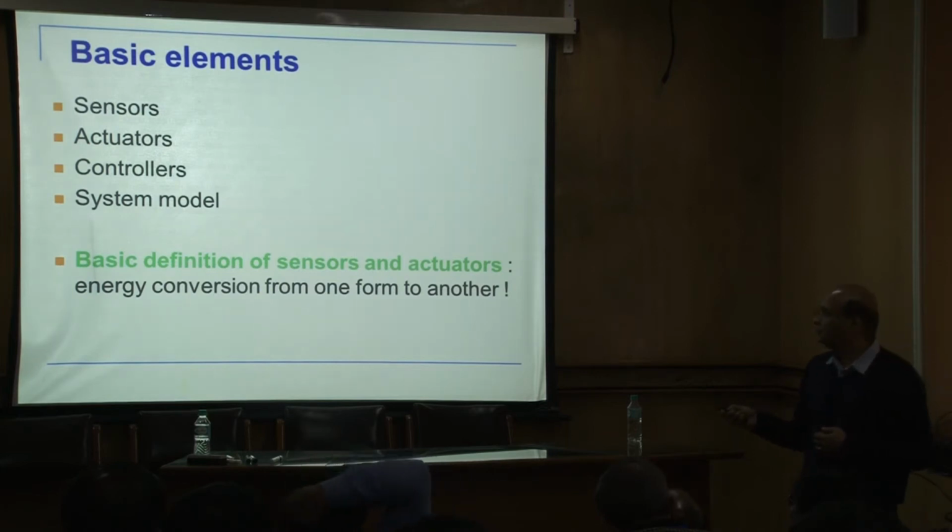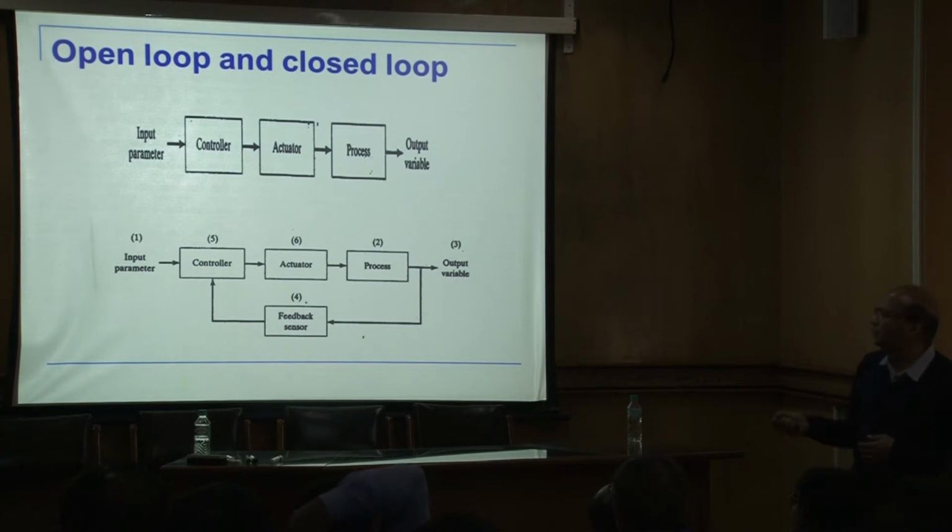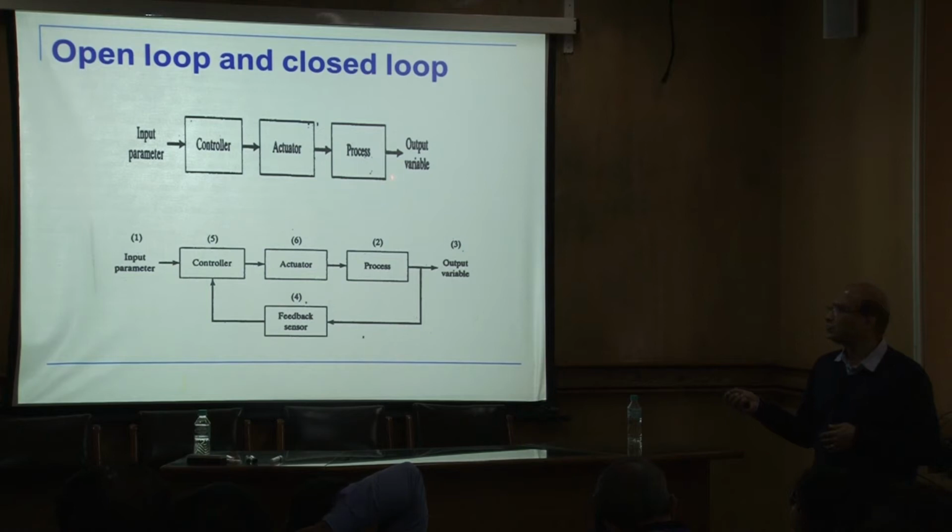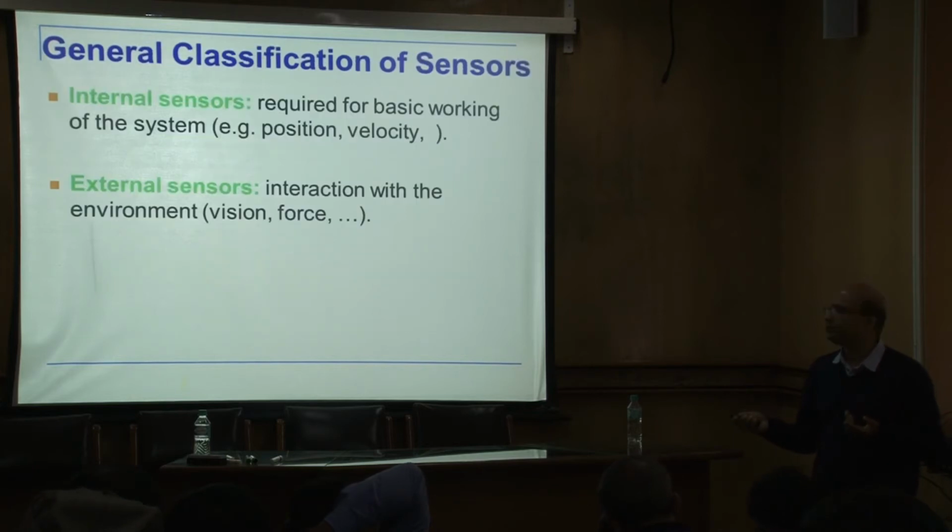Okay, so the basic elements are sensors, actuators, controllers, and a system model. So basic elements of the control system that we have. Now there can be two kinds. There can be open loop, in which we have a controller, actuator, and a process. There is no feedback here. And there is an open loop system or it can be a closed loop system.